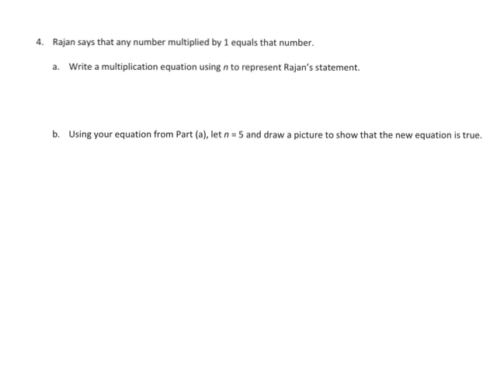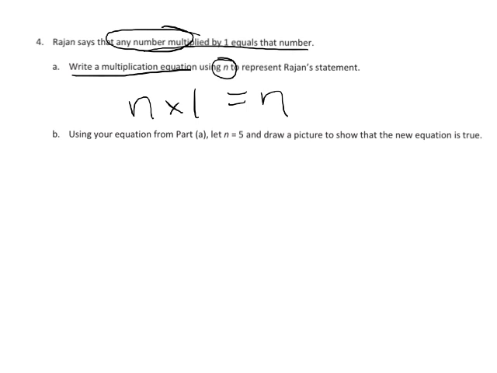So let's do a little bit of practice. Rajan says that any number multiplied by 1 equals that number. And we're supposed to write a multiplication equation using n. So he said n times 1 equals n. Any number, that would be n, multiplied, that's the x, by 1, that's the 1, equals that number, n. So there's our equation that Rajan came up with. n times 1 equals n.